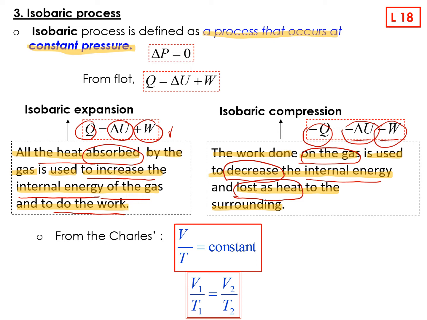The isobaric process can also be related with Charles' law, which we already learned in chapter 13. From Charles' law, volume over temperature is equal to a constant, because the pressure is constant. From there we can deduce the equation V1 over T1 equals V2 over T2.